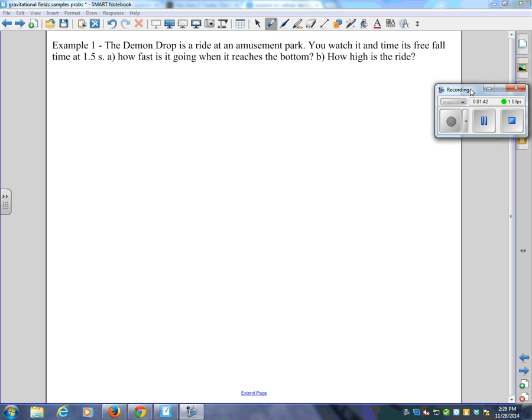Okay, so we watch it, we time its free fall at 1.5 seconds. How fast is it going when it reaches the bottom? So what do we need to know out of all this? Well, we've got the time, so t equals 1.5, and we're looking for how fast it's going when it reaches the bottom. Could we call that the final velocity? I think so.